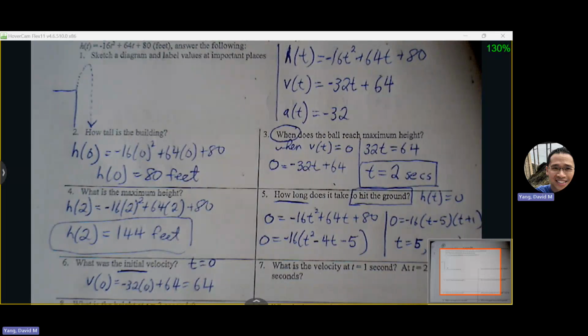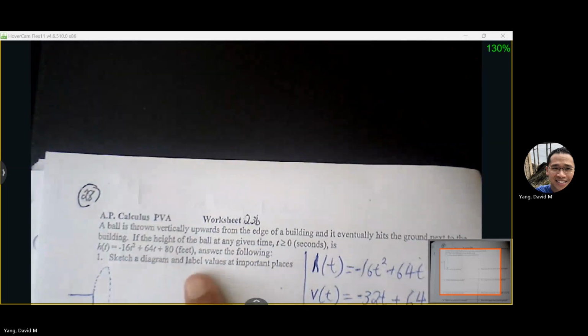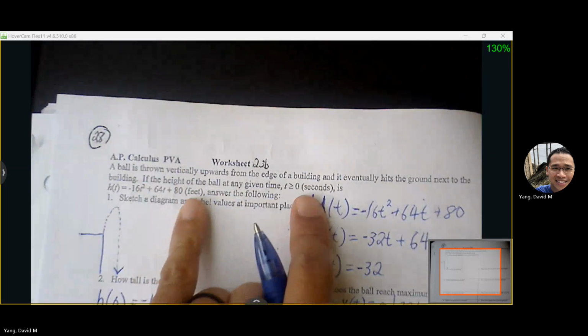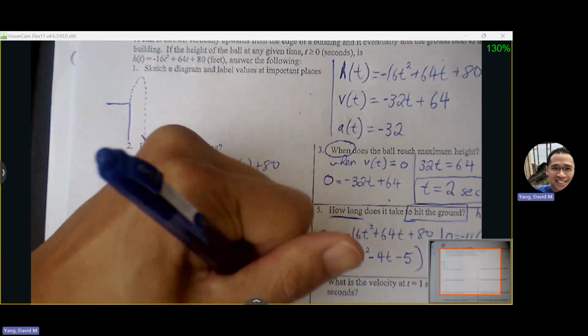Now I'm going to be asking for your units of measure as well on the quiz. So what's our units of measure for velocity? Feet per second, yeah. So we can say feet per second.